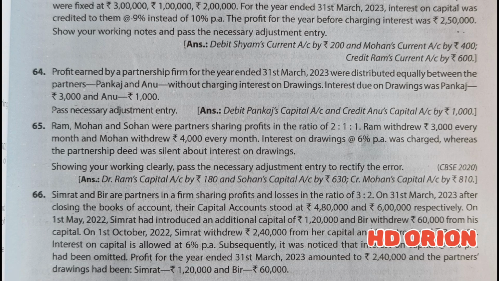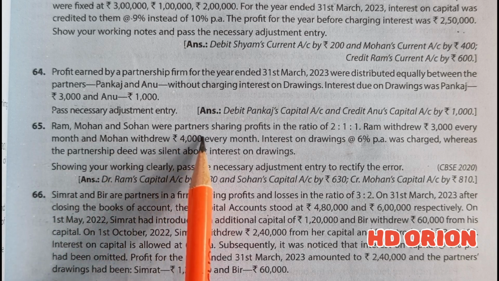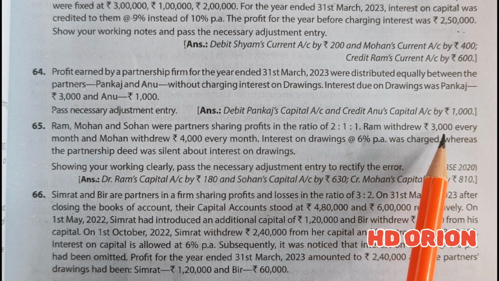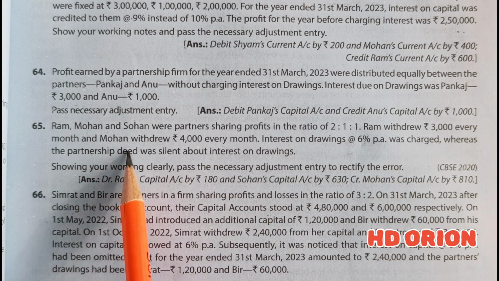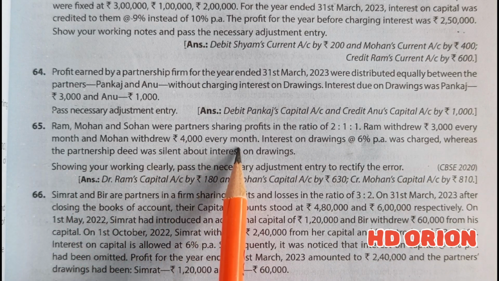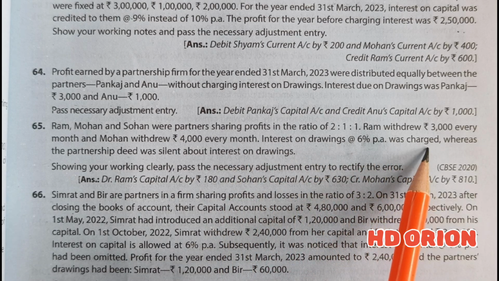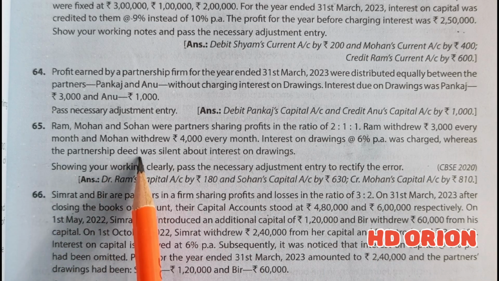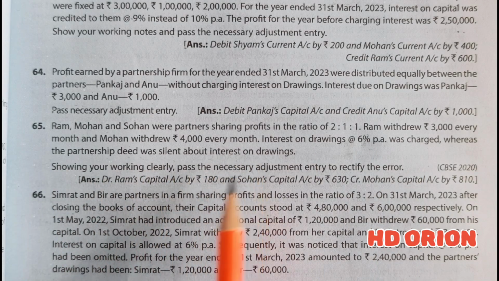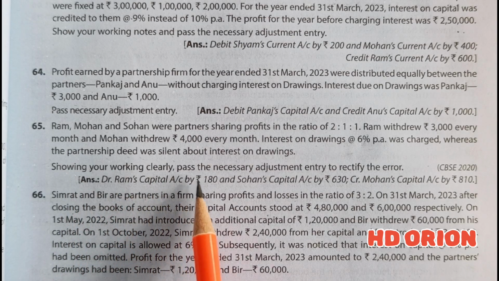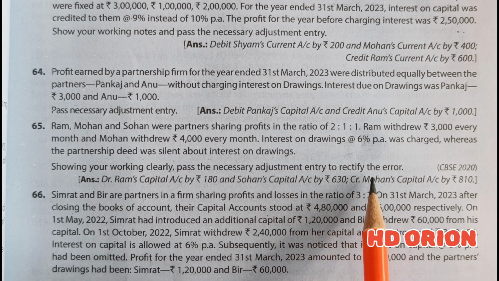So in past adjustments, let us discuss question number 65. Ram, Mohan and Sohan were partners sharing profits in the ratio of 2:1:1. Ram withdrew rupees 3000 every month and Mohan withdrew rupees 4000 every month. Interest on drawings at the rate of 6% per annum was charged, whereas the partnership deed was silent about interest on drawings. Showing your workings clearly, pass the necessary adjustment entry to rectify the error.